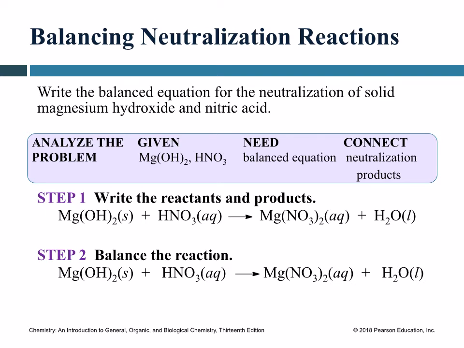In step 2, balance the reaction. There are 2 nitrogen atoms on the product side versus 1 on the reactant side. To balance, place the coefficient 2 in front of nitric acid. Note that there are 4 hydrogens on the left side and 2 on the right. So you add the coefficient 2 in front of water to balance the hydrogens. Now confirm that all the atoms are balanced.